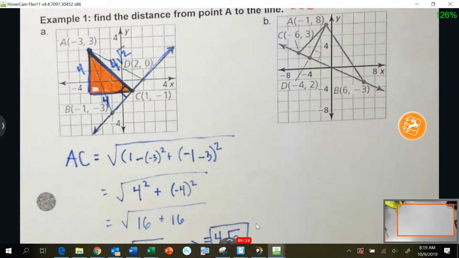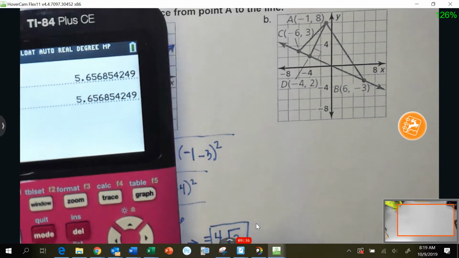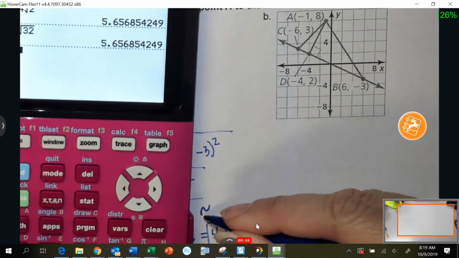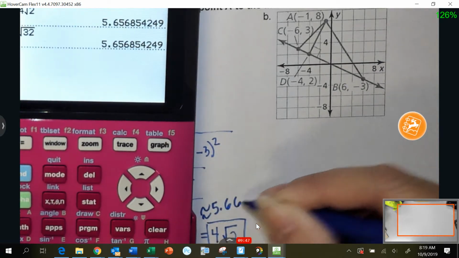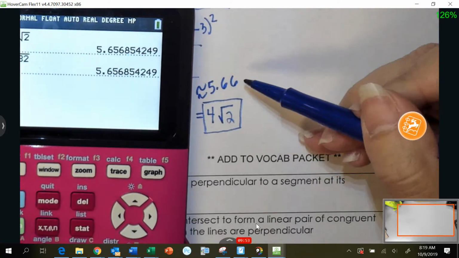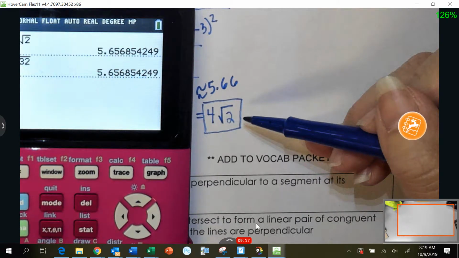Okay? If we wanted that as a decimal, like if we needed to draw a line that was that long, then you could just type in 4 square root 2, or you can type in square root 32. However you type it in, they should be the exact same answers. Approximately 5.66. But 4 square root 2 is the more accurate answer. This is a rounded answer. So 4 square root 2 is the answer that we would want to have for the most accurate answer.